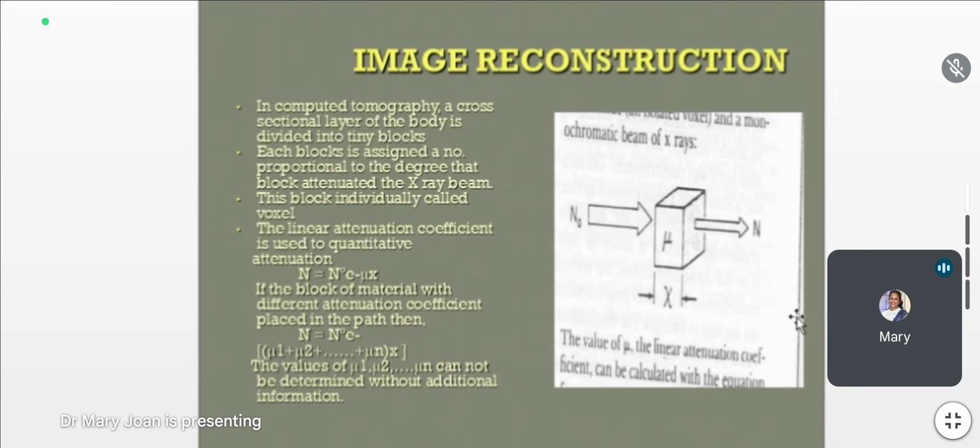If blocks of material with different attenuation coefficients are placed in the path, then the equation becomes N equals N0 e raised to minus (mu1 plus mu2 plus etc. up to mu n) into x, where mu is the attenuation coefficient. If materials of different attenuation are present, the equation becomes a little more complex. The values of mu1, mu2, etc. cannot be determined without additional information.